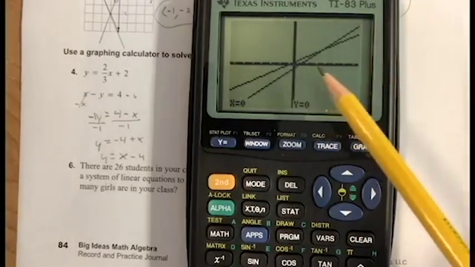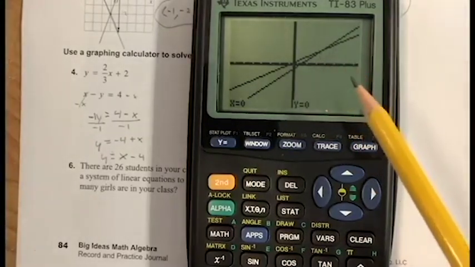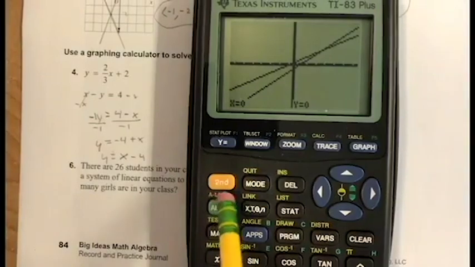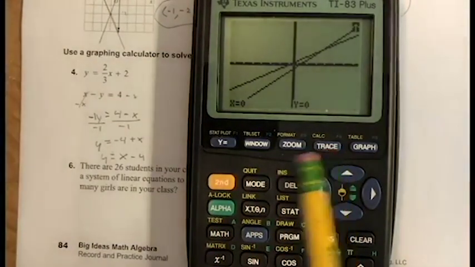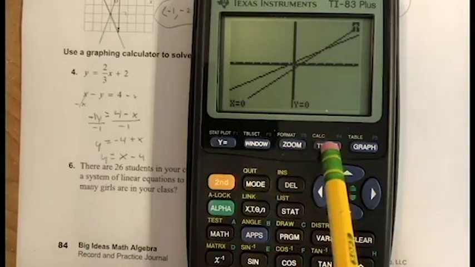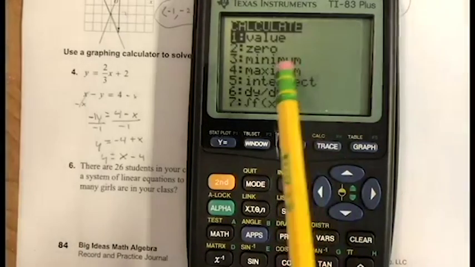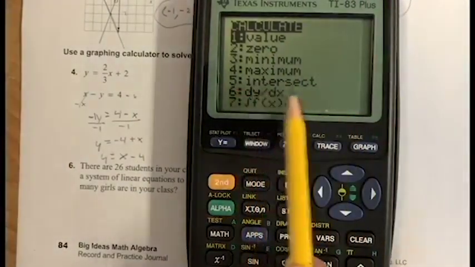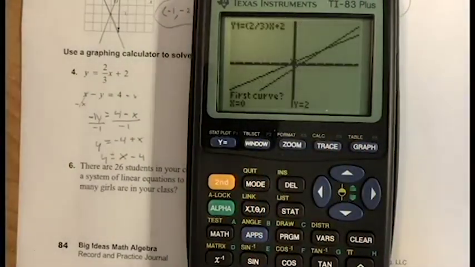And now we see a line being made. And then we see another line. And now this time we actually see where it crosses. So what we need to figure out is, where did it cross? And this is where it's so awesome. It does it for us. Hit the second button and then trace. And what it's going to do is go to second calculate. So we're going to hit second calculate. And what we're going to look for is where the lines intersect. So I'm going to hit 5.